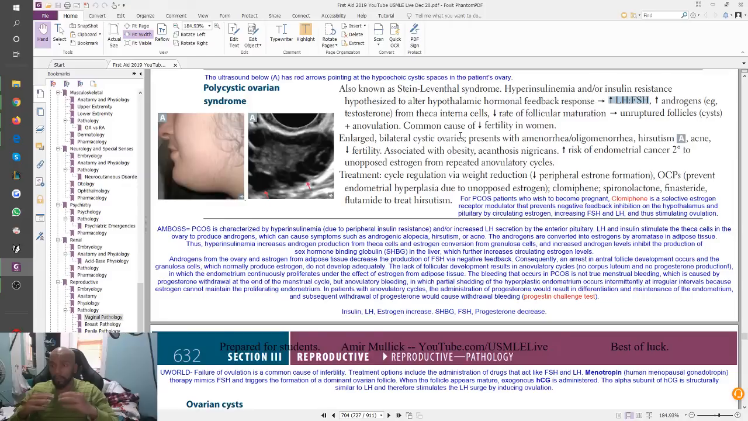And remember, the most significant thing to test for to see if ovulation has occurred was to see an increase in progesterone. Right? And we're not going to have that here. So no estrogen, no progesterone production, in which the endometrium continuously proliferates under the effect of estrogen from adipose tissue. The bleeding that occurs in PCOS is not true menstrual bleeding, which is caused by progesterone withdrawal at the end of the menstrual cycle, but it's actually anovulatory bleeding, in which partial shedding of the hyperplastic endometrium occurs intermittently at irregular intervals, because estrogen cannot maintain the proliferating endometrium.